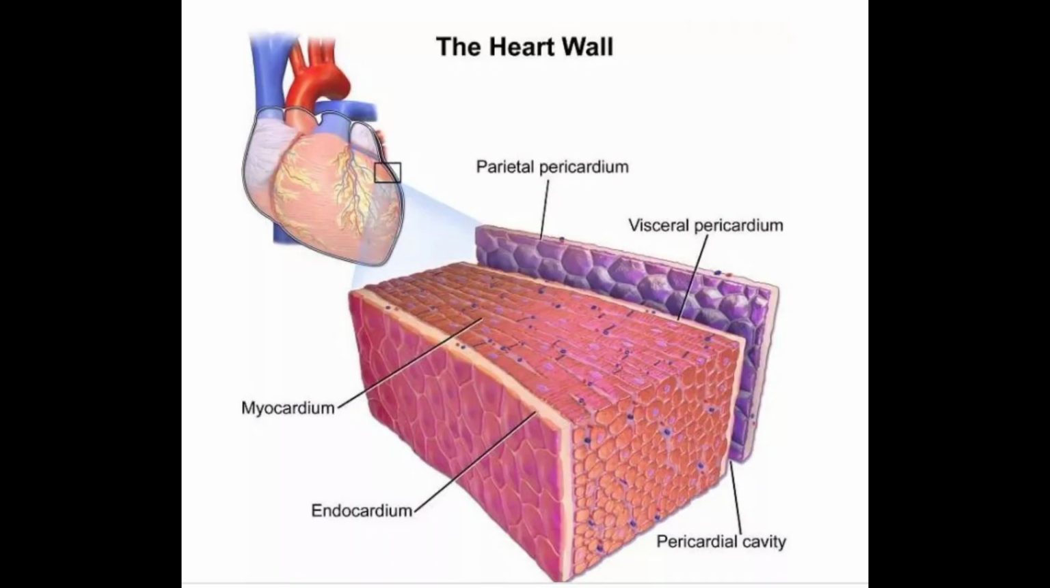So now let's talk about the walls of the heart. The heart is made up of three walls: the epicardium, the myocardium, and the endocardium. The epicardium is thin and smooth in nature. The myocardium is made up of cardiac muscles. The cardiac muscles consist of branched cells that are separated by intercalated discs. The endocardium consists of the squamous epithelium over a layer of connective tissues.